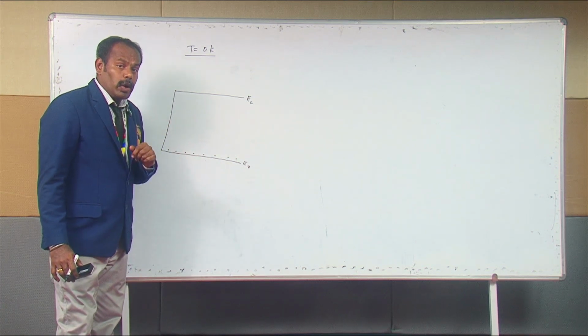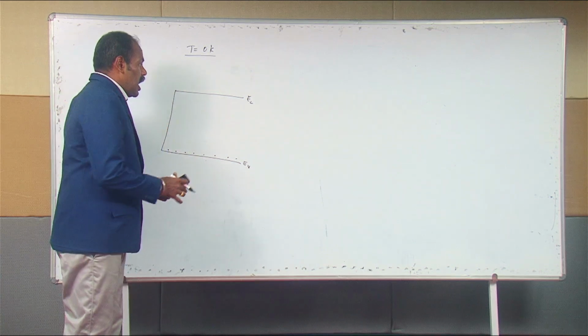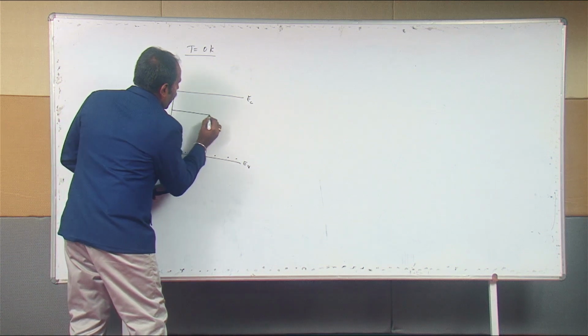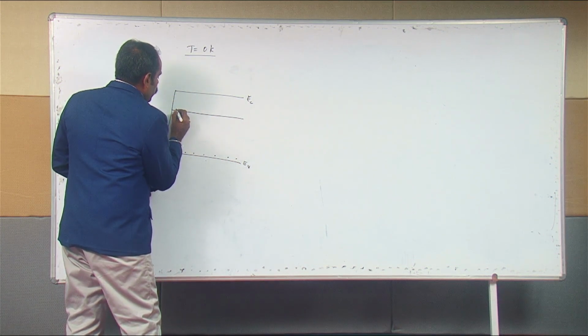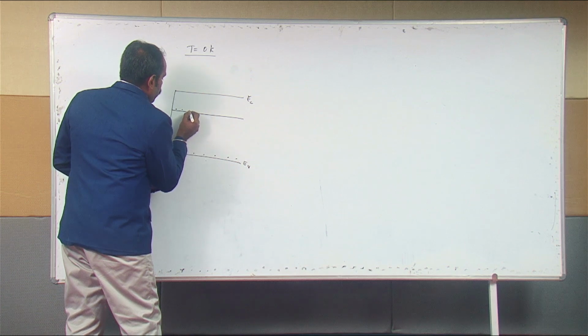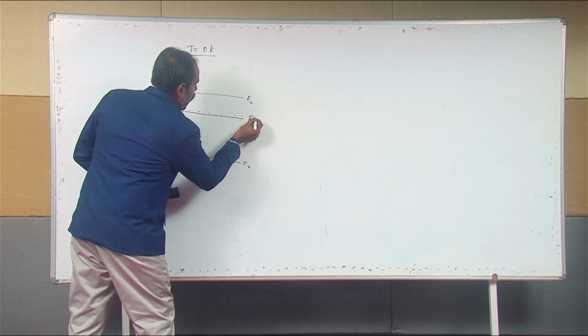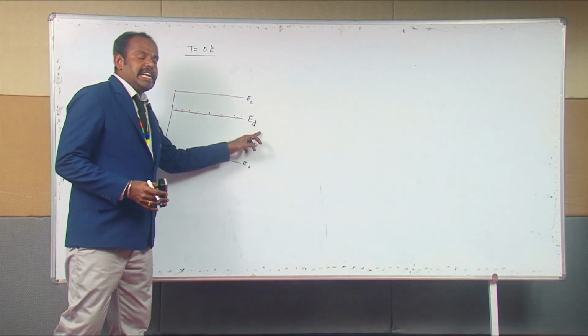Valence electron donated by the phosphorus atom will be acting as the free electron, and all those free electrons which are donated by this phosphorus impurity atom will be lying in a new energy level, which we are going to call the donor energy level, and I am going to represent that as ED.